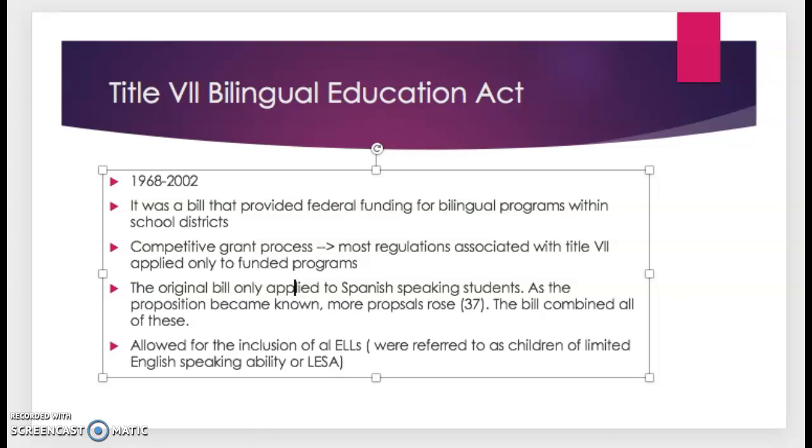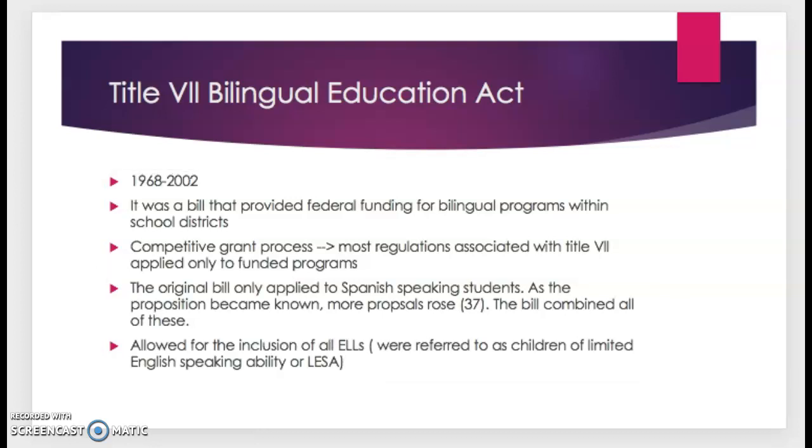As the proposition became known, more people were recognizing it and also proposing, and it came out to 37 more proposals. So this act was a combination of all of them. This bill allowed for inclusion of all English language learners.